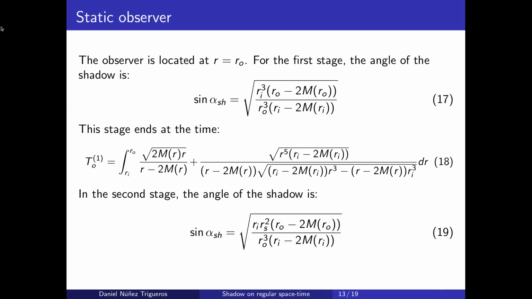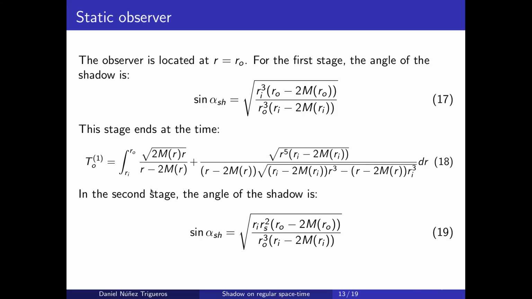So the first stage, as the star is static, you may say that the angular size of the shadow is also constant, because nothing is changing. So it's easy to see that the angular size of the shadow only depends on the initial radius of the star and the position of the observer.